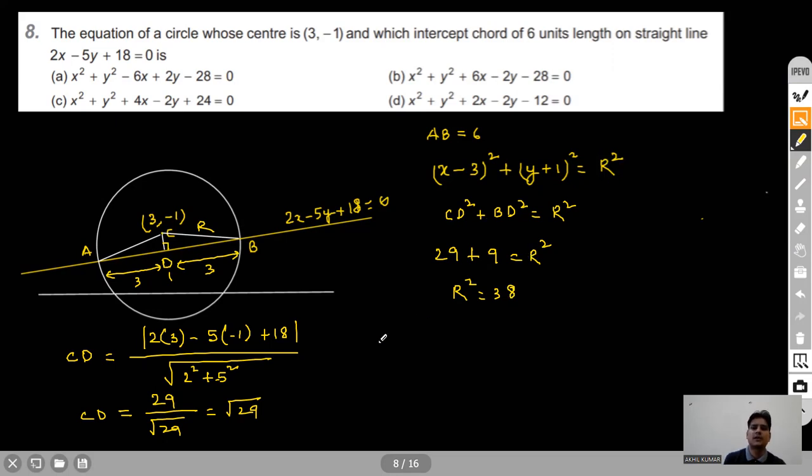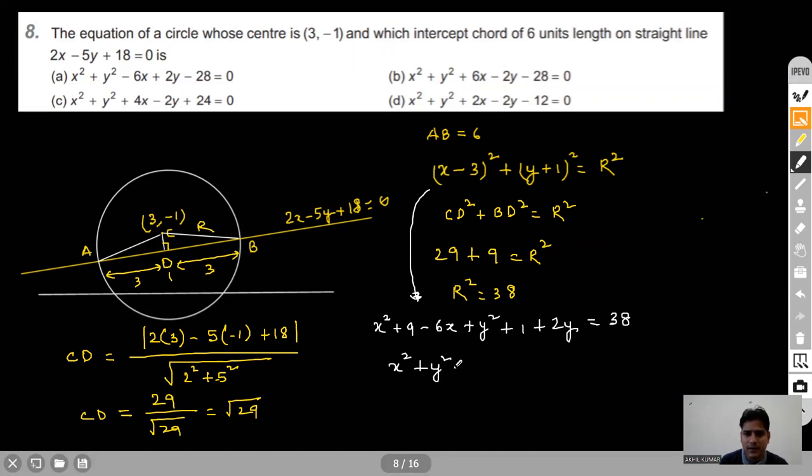So now put the value of r² in this, and we can easily find the equation of the circle. Let me open it. This will be x² + 9 - 6x + y² + 1 + 2y = 38, where we have put the value of r². So it becomes x² + y² - 6x + 2y + 9 + 1, that is plus 10. When it goes to the other side, it becomes 10 - 38 = -28, equal to 0. So x² + y² - 6x + 2y - 28 = 0. This is the equation of the circle.